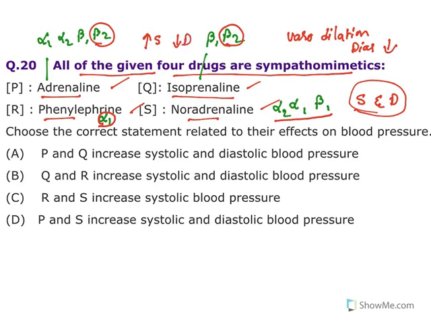See, P and Q, isoprenaline and adrenaline, increase systolic and diastolic. No, what did I say? They decrease diastolic blood pressure. So this option is not correct.